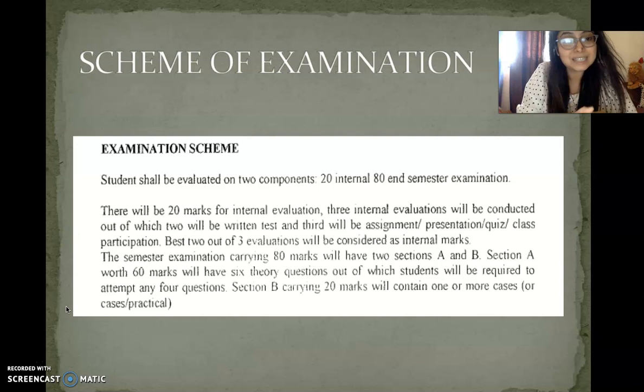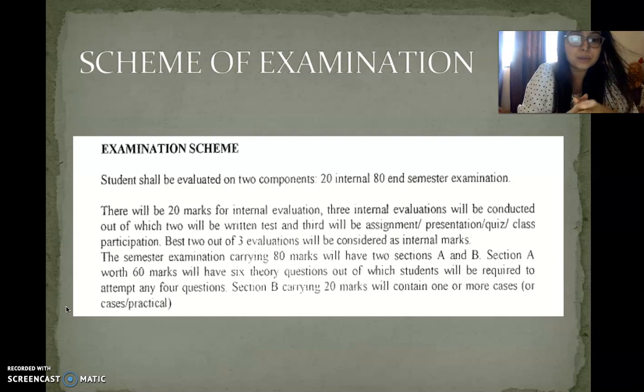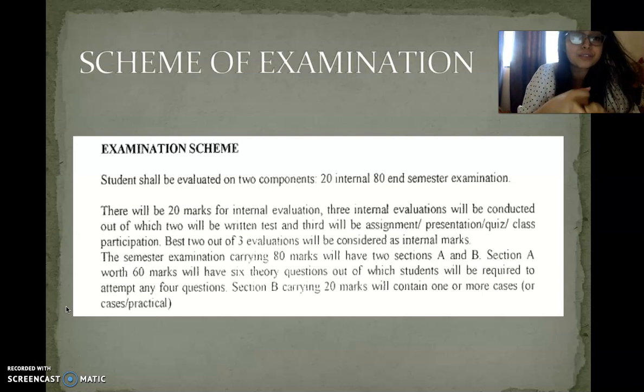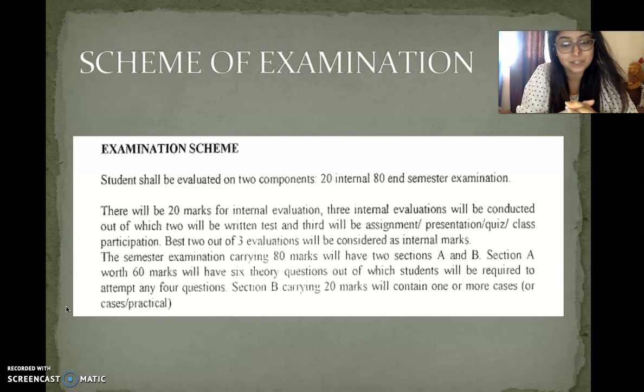Let me take you to the scheme of examination. Students shall be evaluated on two components, 20 internal and 80 end semester examination. So the 20 marks, which is a part of the internal evaluation, will be divided into three evaluation parts. The first two evaluations will usually be written tests. And the last evaluation would be in the form of assignments, presentations, quiz, class participation, etc. Remember, only the best two out of these three will be considered for your examination.